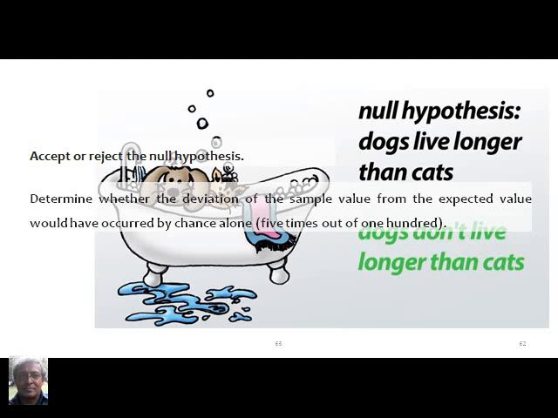Determine whether the deviation of the sample value from the expected value would have occurred by chance alone, 5 times out of 100.